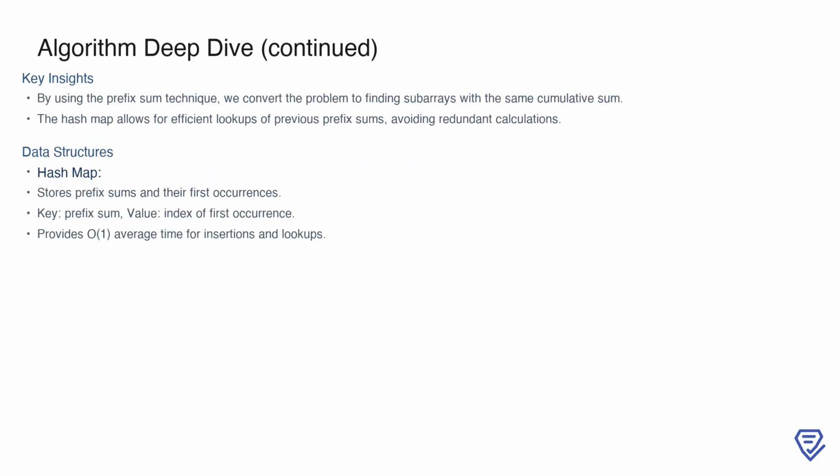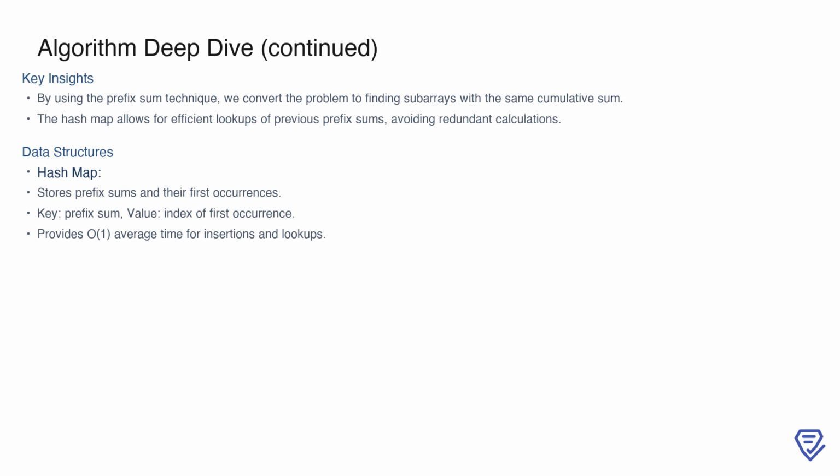The prefix sum technique significantly improves efficiency by converting the problem into one of finding subarrays with the same cumulative sum. This approach eliminates the need for redundant calculations, as the hash map lets us quickly determine if a prefix sum has been encountered before.